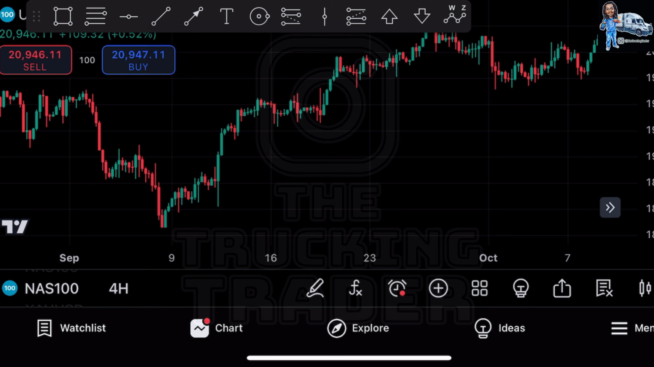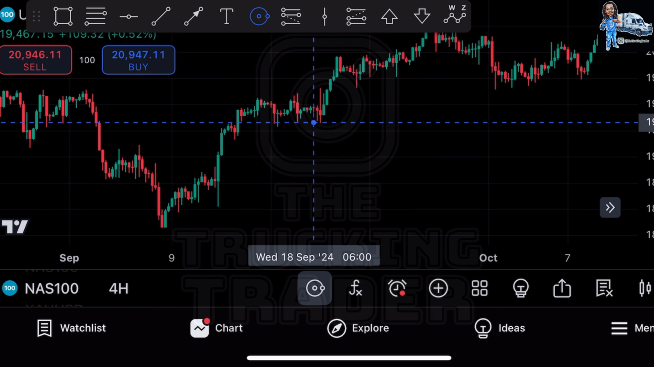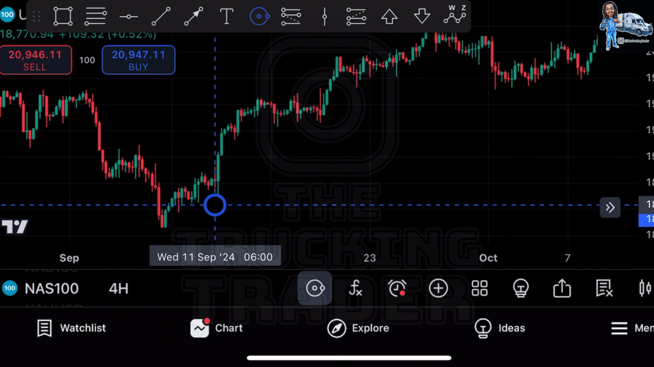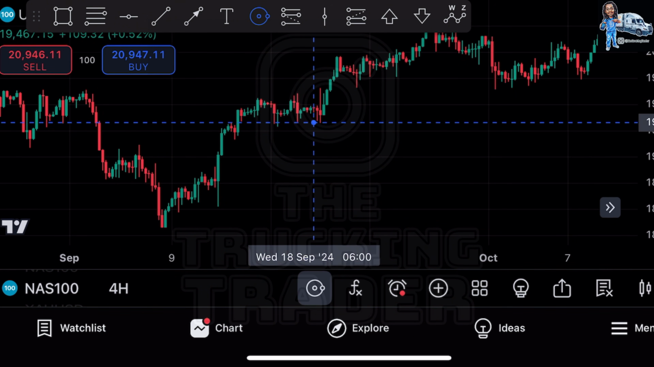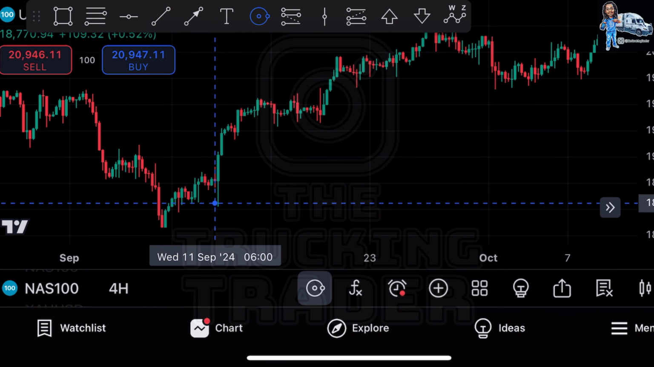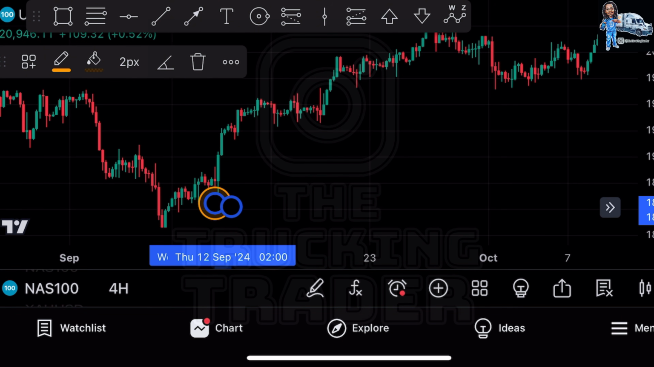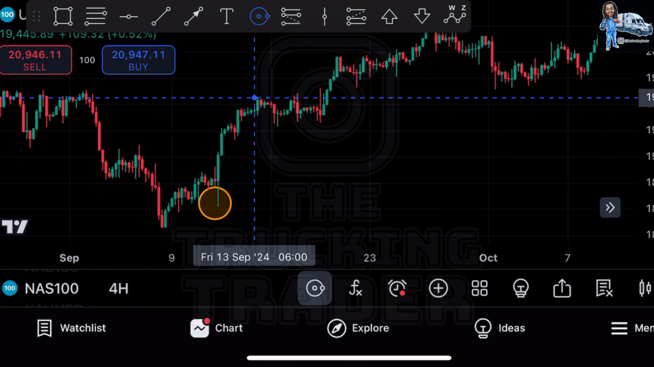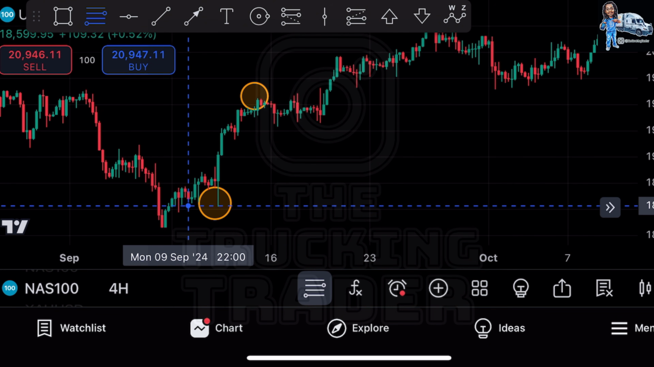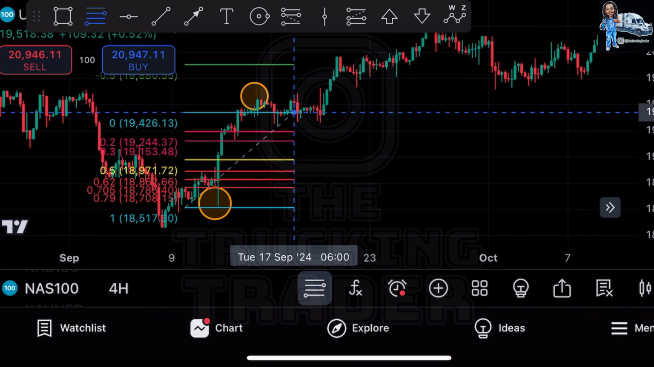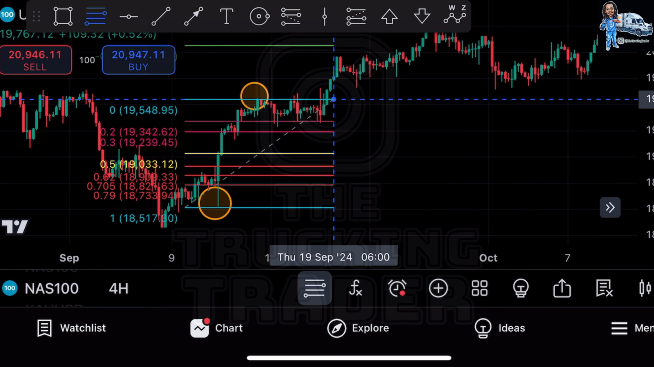So let's say we use this swing low right here. And then I'm going to put it on this swing high up here. So I'm going to put my fib on that swing low, swing high. Remember, we always go from left to right.